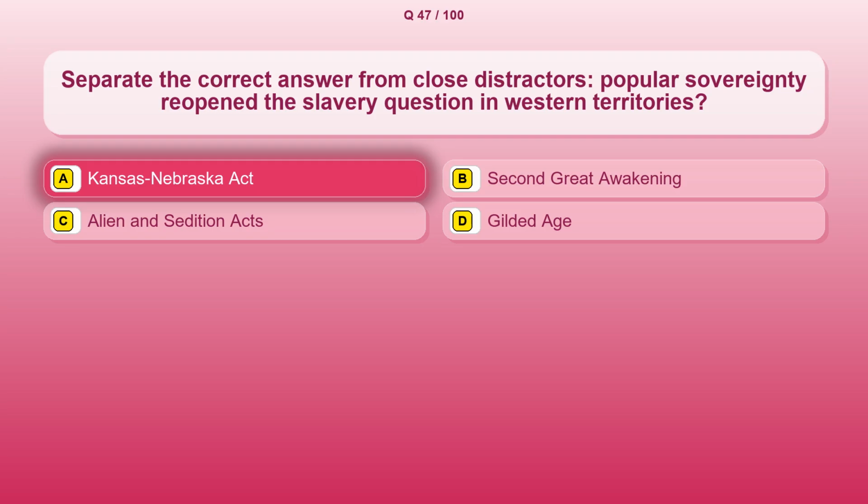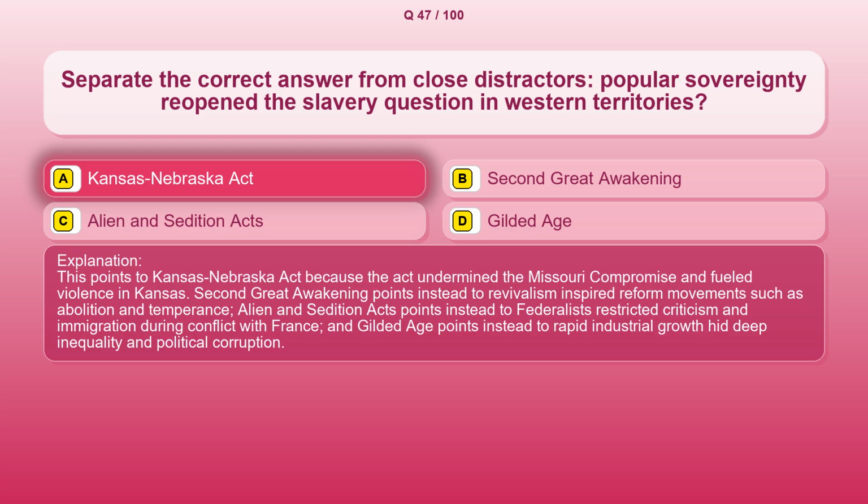The correct answer is option A, Kansas-Nebraska Act. This points to Kansas-Nebraska Act because the act undermined the Missouri Compromise and fueled violence in Kansas. Second Great Awakening points instead to revivalism-inspired reform movements such as abolition and temperance. Alien and Sedition Acts points instead to Federalists' restricted criticism and immigration during conflict with France, and Gilded Age points instead to rapid industrial growth, deep inequality, and political corruption.